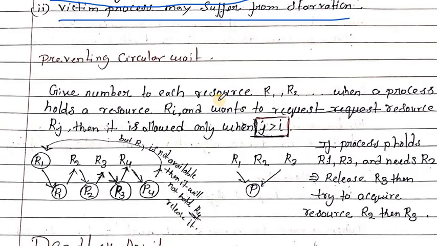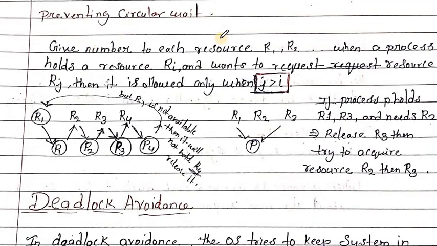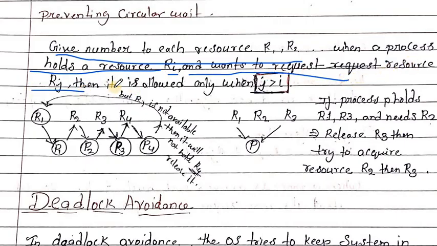Now the next one is preventing circular wait. How to prevent circular wait? Give a number to each resource: R1, R2, R3. When a process holds a resource Ri and wants to request the resource Rj, it is allowed only when j is greater than i.